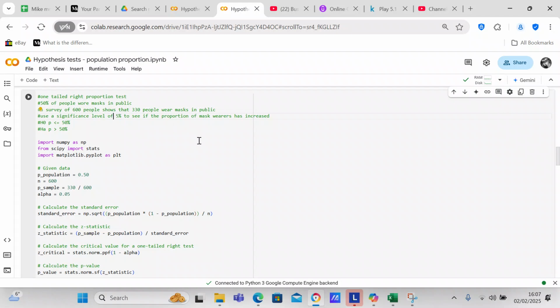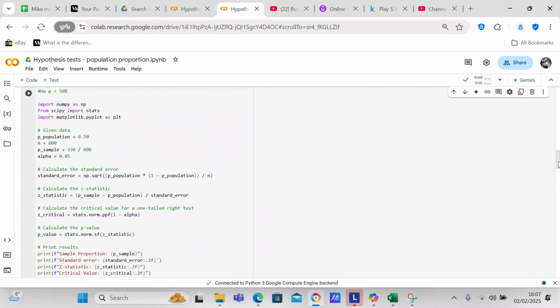So the null hypothesis is P is less than or equal to 50%, and the alternate hypothesis is P is greater than 50%, and P is your population.